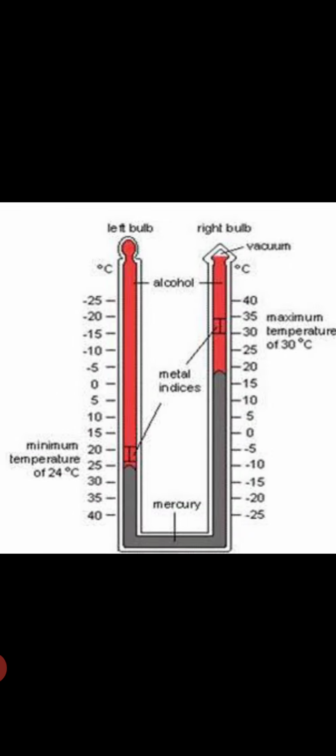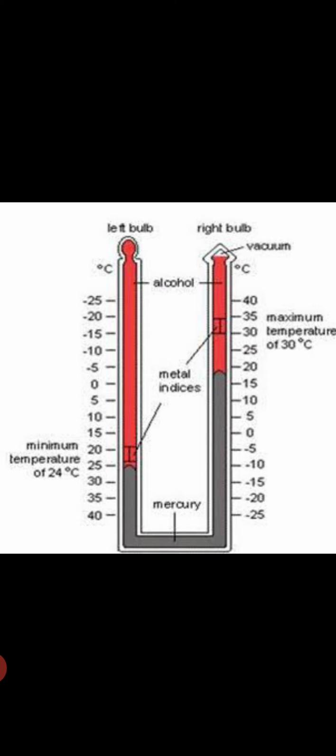See, on the left bulb, right bulb. The left bulb is cylindrical; in the right bulb we have a vacuum space above the alcohol. The red color which is filled is completely alcohol. The ash color which is filled is mercury. And above the ash color we have black eye-shaped things. Those are what we call metal indices.